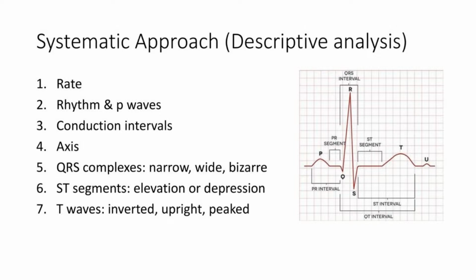Then you look at your conduction intervals: your PR interval, is there any PR delay, your QRS complex width, your QT interval. Then look at your axis. You can tell whether there's any axis deviation. You may even detect lead misplacement based on the axis of your QRS complex. Then you analyze your ST segments and then your T waves.